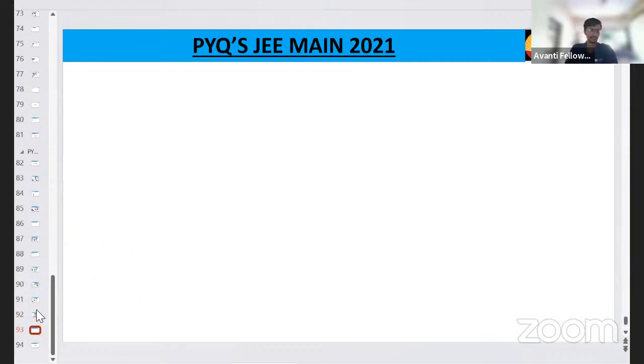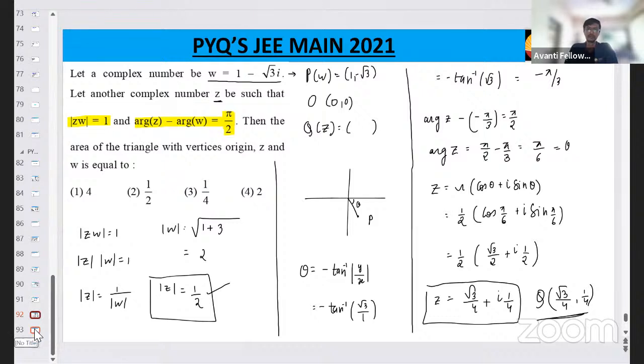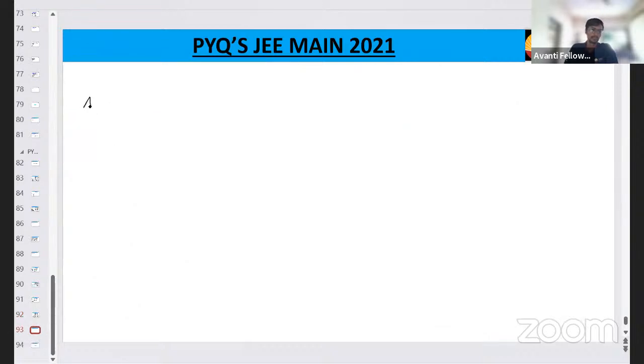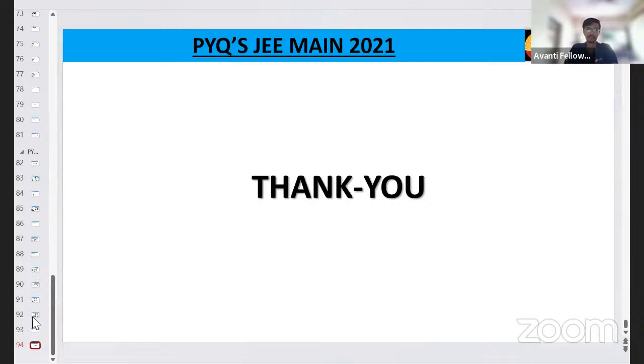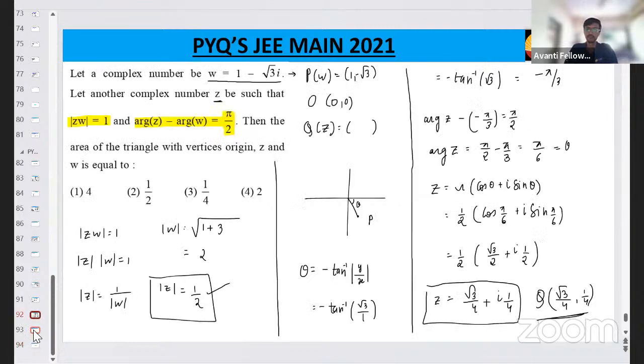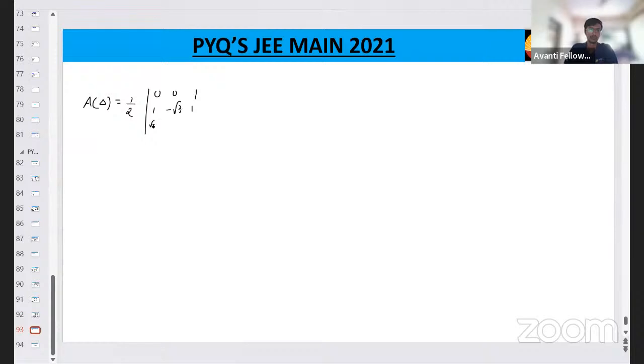Let's take the next page. तो area of triangle, अगर तुम लोग को पता है, तो area of triangle when three coordinates are given is half into the determinant x1, y1, 1. So 0, 0, 1. One of them is origin. 1, minus root 3, 1. One of them is P, and one of them is root 3 by 4, 1 by 4, 1.